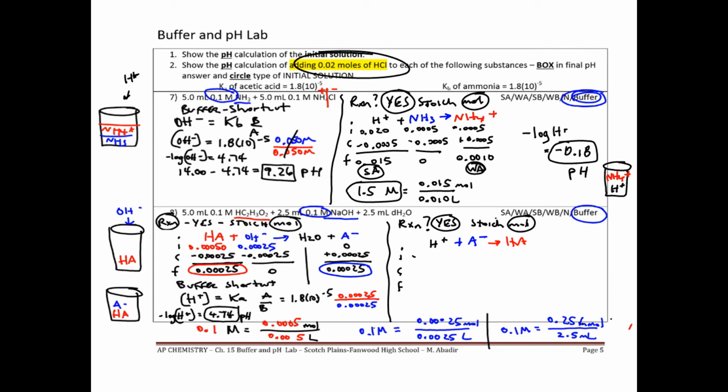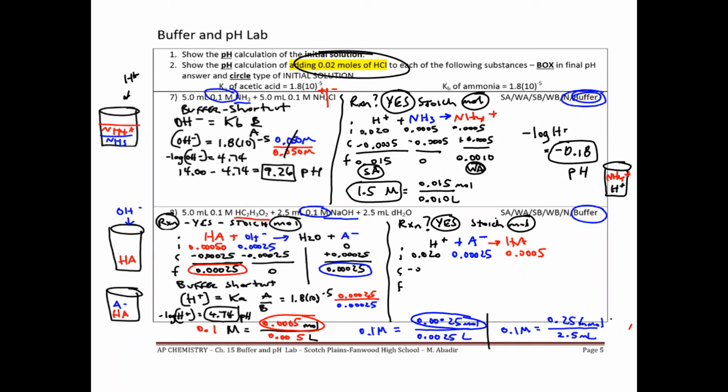This is 0.02 moles. Again, we did calculations in the past where we got the original moles. You could see them on the bottom of the sheet, so I'll just copy them down. The original base was 0.00025 moles. The original acid is 0.0005 moles. So clearly the A minus is going to run out.